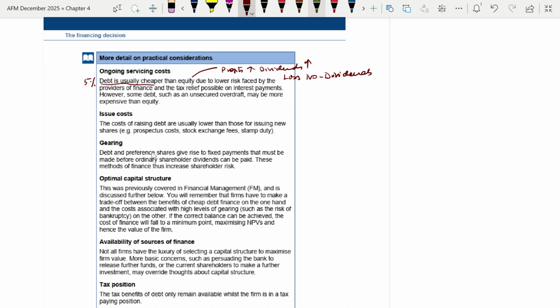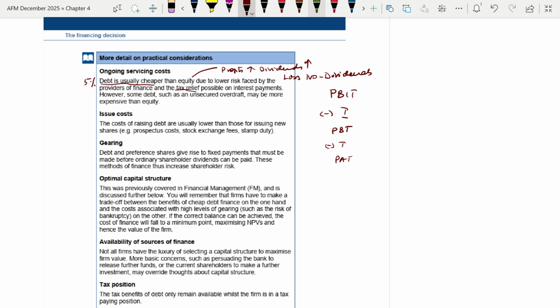Debt is guaranteed with respect to the interest payments, and debt is also having the advantage of tax. That is the reason. Profit before interest and tax: first you will deduct interest, then you will get profit before tax, minus tax, and profit after tax.